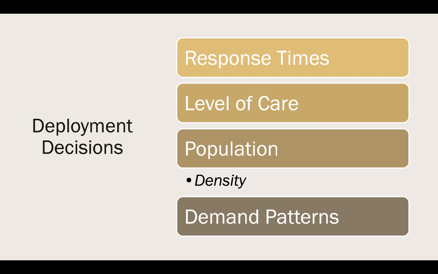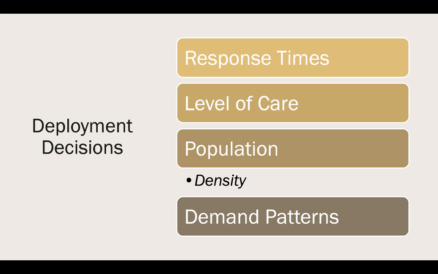Maybe you're contractually obligated to a certain level of care. Maybe every 911 call in your area, in your community, must be attended to by a paramedic at the ALS level. Or maybe we can send a BLS ambulance and through a tiered system. So depending on what the requirements are for level of care, that's going to drive some deployment decisions, as will population, both total population in your community and population density.